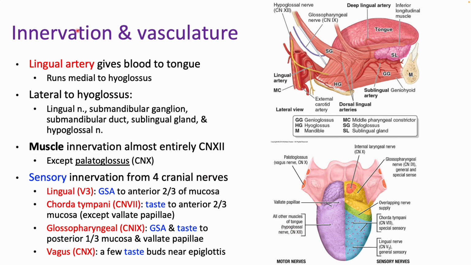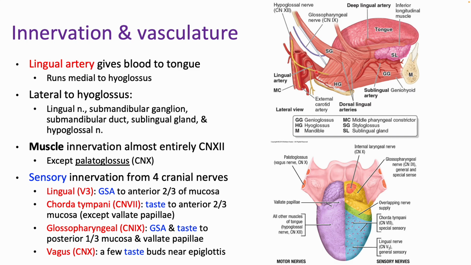Next, we'll look at some innervation and vasculature of the tongue. So we've looked at the cavity and the regions around it, but let's look specifically at the tongue. So the lingual artery is going to be our primary source of vasculature to the tongue. The lingual artery is going to come through here and go to the tongue.